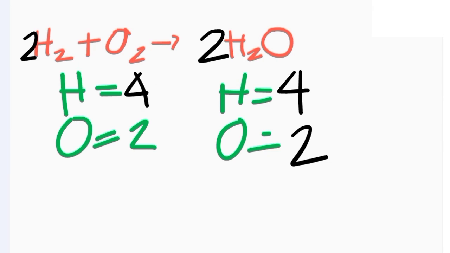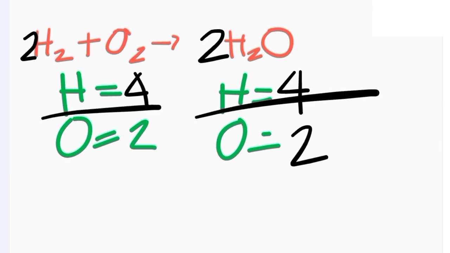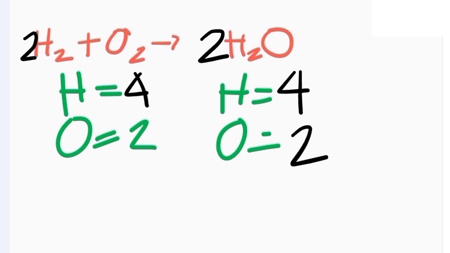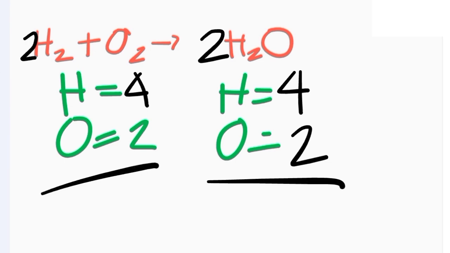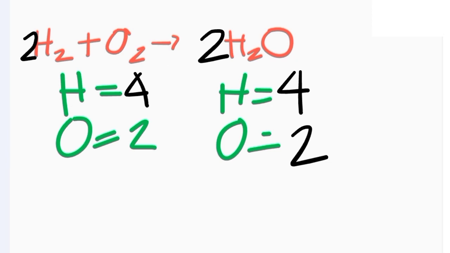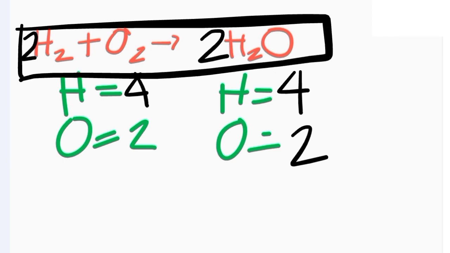As you can see, we now have equal hydrogen atoms and we now have equal oxygen atoms. We have 4 hydrogen atoms, we have 2 oxygen atoms. And this is the balanced equation for the reaction of hydrogen gas with oxygen to produce water. So that is how you balance a simple chemical reaction.